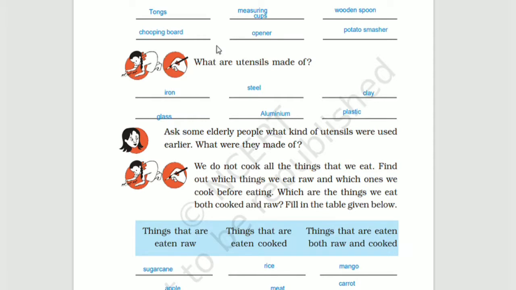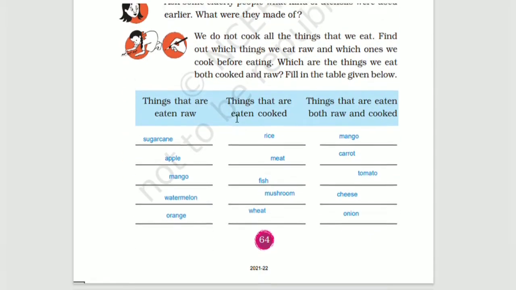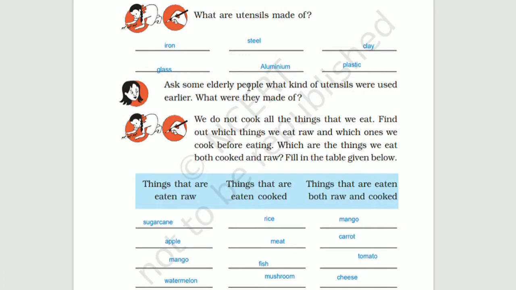We know that the utensils are made of iron, steel, clay, glass, aluminium and plastic. In our home we are using utensils that are made up of iron, steel, clay, glass, aluminium and plastic. As for elderly people, what kind of utensils were used earlier? What were they made of?